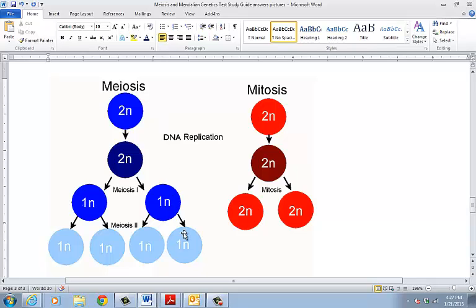And a tetrad is a four-part structure that's going to form during prophase of meiosis. In meiosis, it consists of two homologous chromosomes. In this process, you can see we start off here with one homologous chromosome, diploid, here's 2N, the other homologous chromosome.